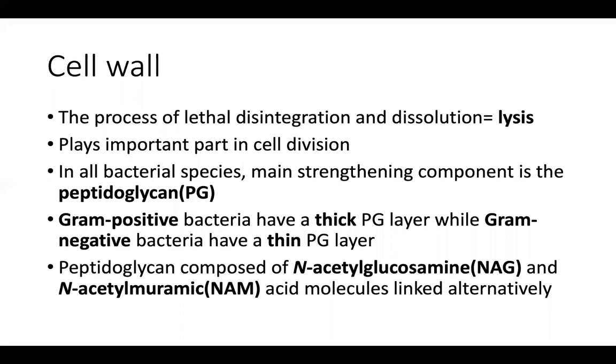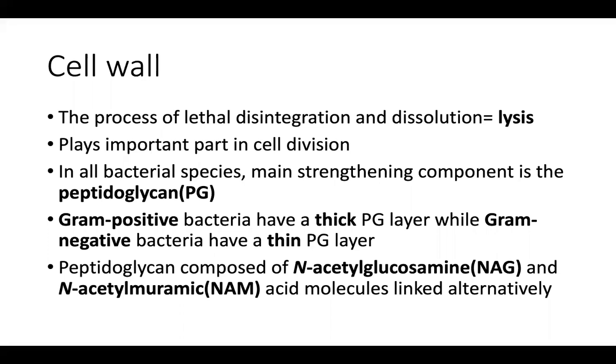The cell wall also plays an important part in cell division. And what you need to remember in bacteria is that the main strengthening component is referred to as peptidoglycan. So you'll find us referring to it as PG. So peptidoglycan is what you need to remember. Now we are seeing one important difference between gram-positive bacteria and gram-negative bacteria. Gram-positive bacteria have a thick peptidoglycan layer. Your gram-negative bacteria have a thin peptidoglycan layer.